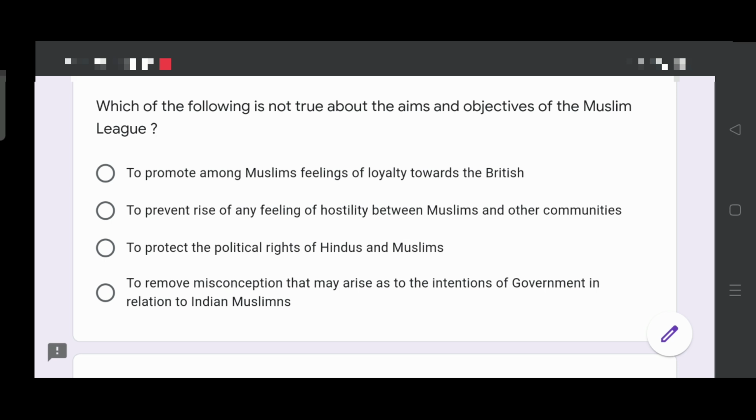The next one. Which of the following is not true about the aims and objectives of the Muslim League? To promote among Muslims feelings of loyalty towards the British, to prevent rise of any feeling of hostility between Muslims and other communities, to protect the political rights of Hindus and Muslims, to remove misconception that may arise as to the intentions of government in relation to Indian Muslims. These are your 4 options. Read the options carefully. You have the answer there in front of you. You need to be alert and you need to observe. Which of the following is not true about the aims and objectives of the Muslim League? And the right answer is the third option, to protect the political rights of Hindus and Muslims.